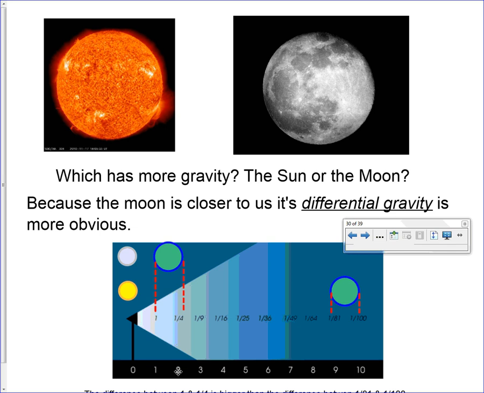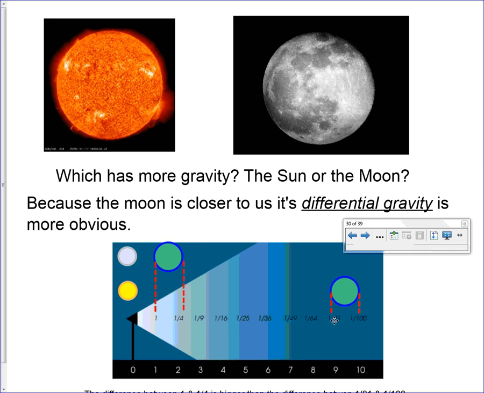For example, the square of 2 is 4. So the gravity here is 1/4, 4 times less as strong as it is here. If you take the square of 3, it's 9. So the force of gravity here is 1/9 that of here, right? It's not 3 times less, it's 9 times less. It's 1/9 as powerful as it is here. So the difference between 1 and 1/4 is huge. It's a very, very big difference.